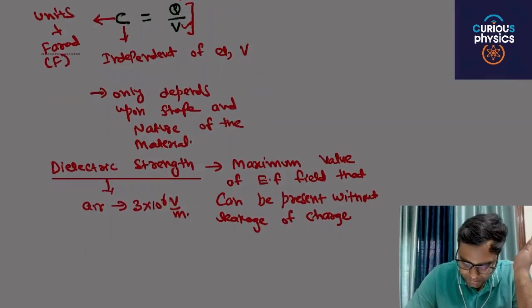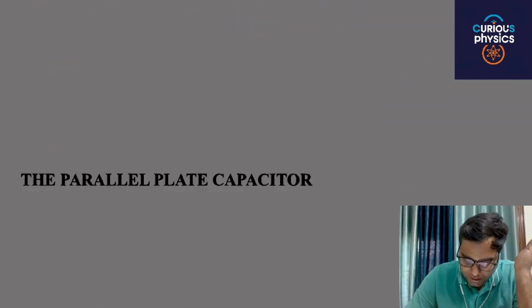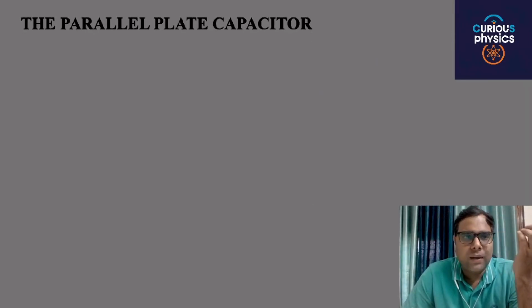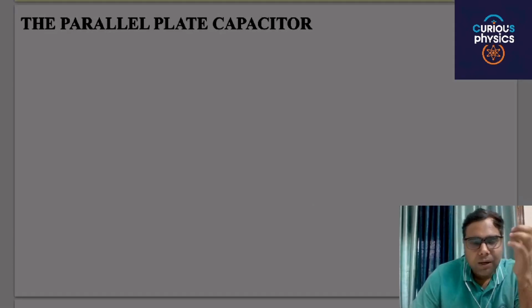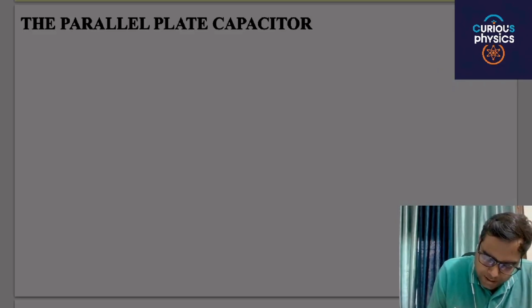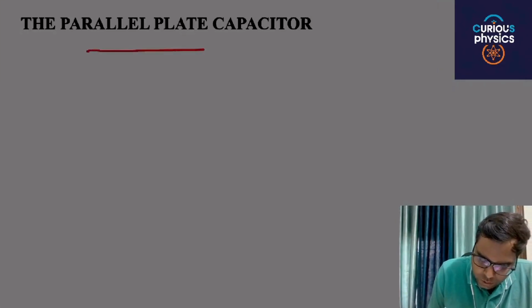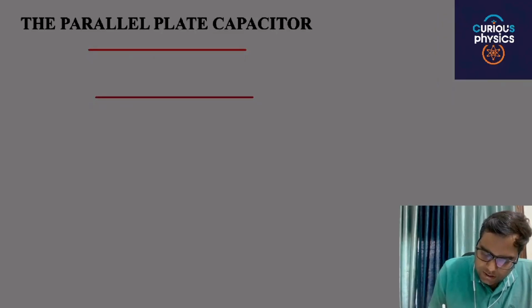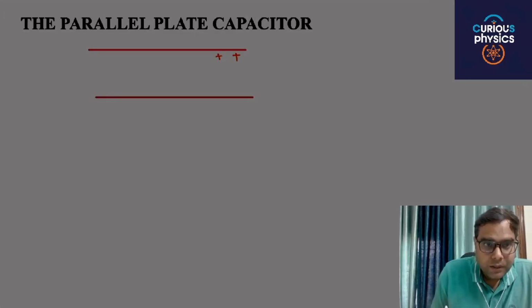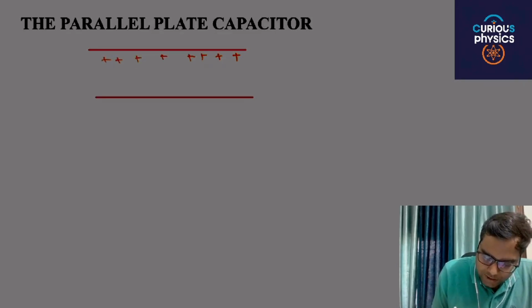Okay, next topic is the parallel plate capacitor. Capacitors are of so many types, for example cylindrical, spherical, but in your syllabus only the parallel plate capacitor is given. For example, this parallel plate capacitor can be drawn like this: two plates. This plate has the positive charge, and this plate has the negative charge.